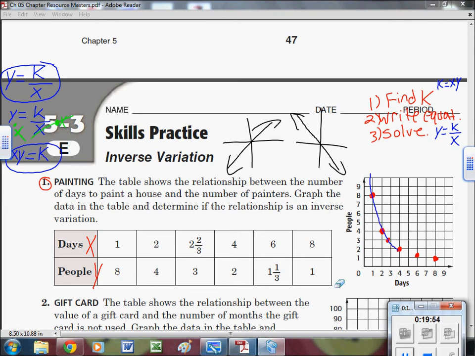So now draw your curve that kind of goes through these dots. Do your best to estimate where it goes. Try to just follow the curve of the dots.